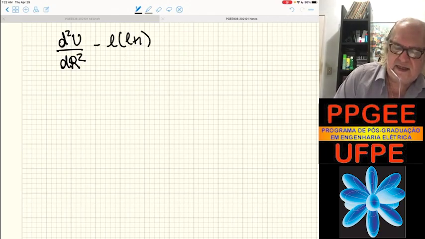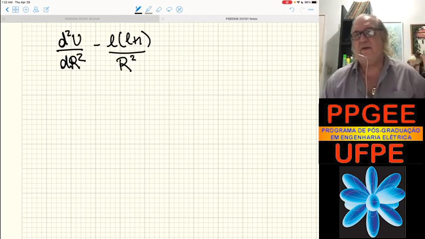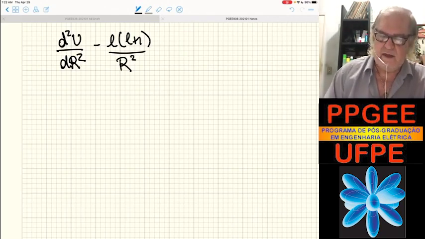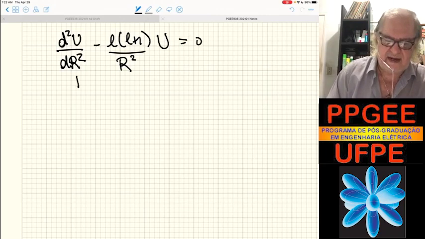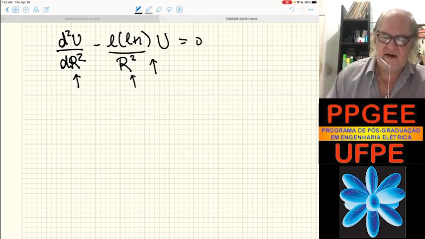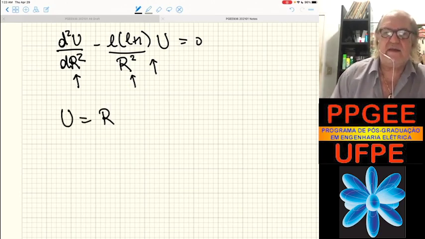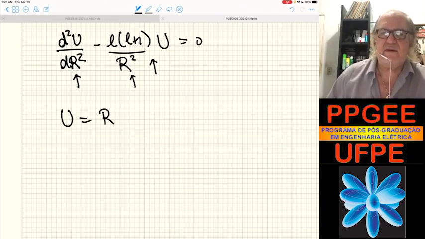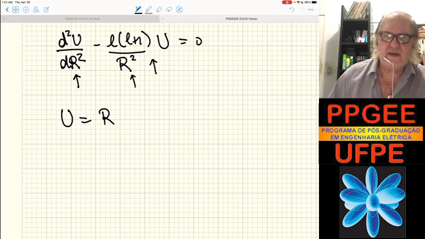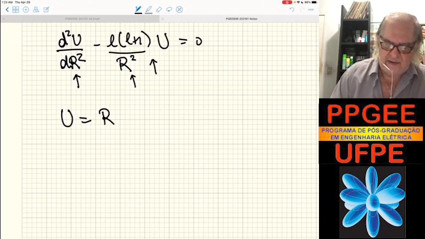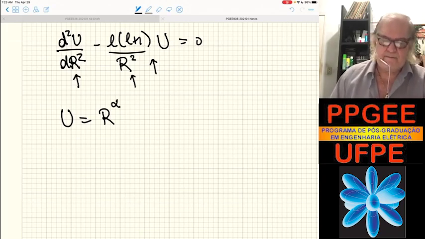It's not easy to see that a single power of r solves the problem, because here we have the second derivative, and here we have the function divided by the square of r, right? So if you assume u equals r to... I think I'm going to use a different symbol here. Let's see. Well, let's use alpha. That's okay. r raised to alpha.